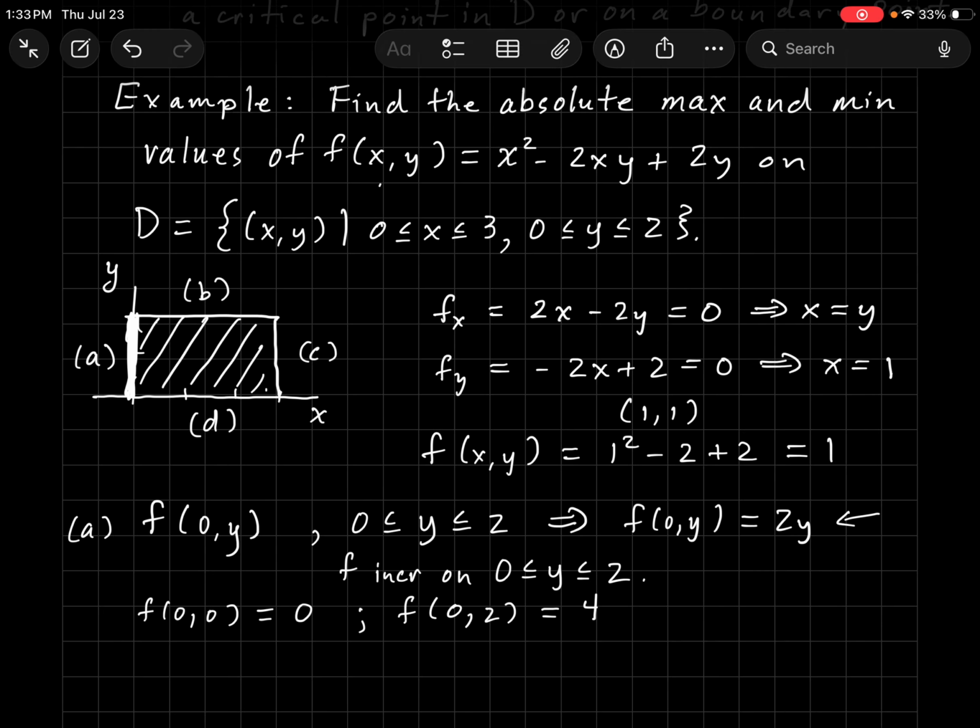Why do I not need to check points in between? Well, it's because the function is increasing on an interval. So it's going to be the smallest at the starting point and the largest at the other point.